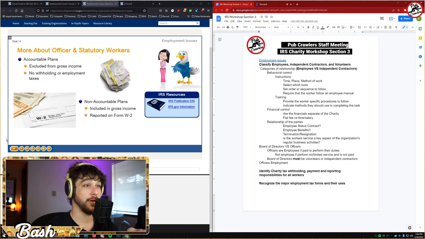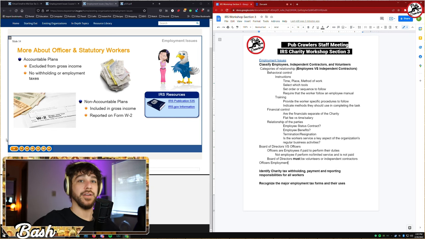Officers are either employees if they're paid for their services, or not employees if they're not paid for their services and they don't perform major services. The board of directors has to either be unpaid volunteers or independent contractors. That's just the board of directors, but they're never employees. The officers are subject to whatever the operating procedures set by the board of directors are.